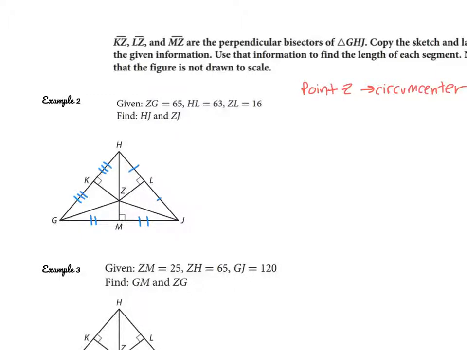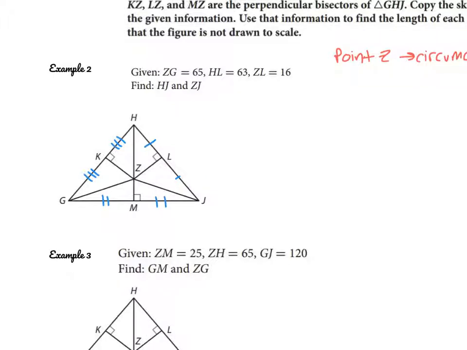Okay, so let's start on this first example together. Here we are given that ZG, from here to here, is 65. You can label that if you want. HL is 63, and ZL is 16. So they want us to find HJ and ZJ.